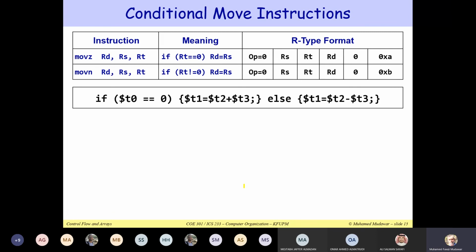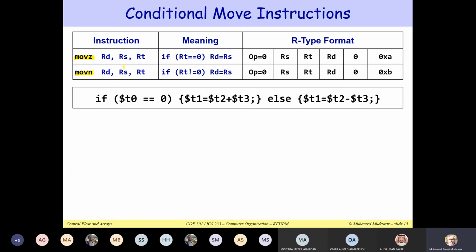Let me talk about the conditional move instruction. MIPS also defines, in addition to the branch instructions and the compare instructions, something which is called conditional move instruction. So we have move if 0 and move here if not 0. Move n means not 0. We call this conditional move.